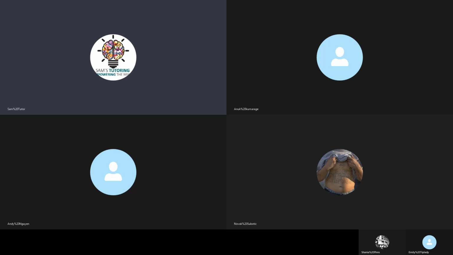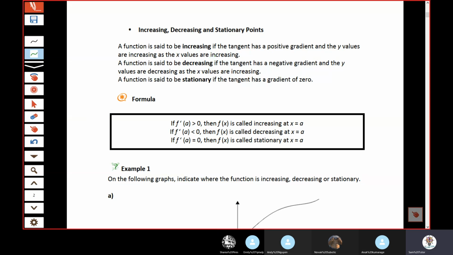All right. A function is said to be increasing if the tangent has a positive gradient. So think about it. If I've got a curve like this, positive gradient, we say that is increasing, and the y values are increasing as the x values are increasing. A function is said to be decreasing if its slope to the left has negative gradient. We say it's decreasing. This one we say it's increasing. Make sense? A function is said to be stationary if it has gradient 0.